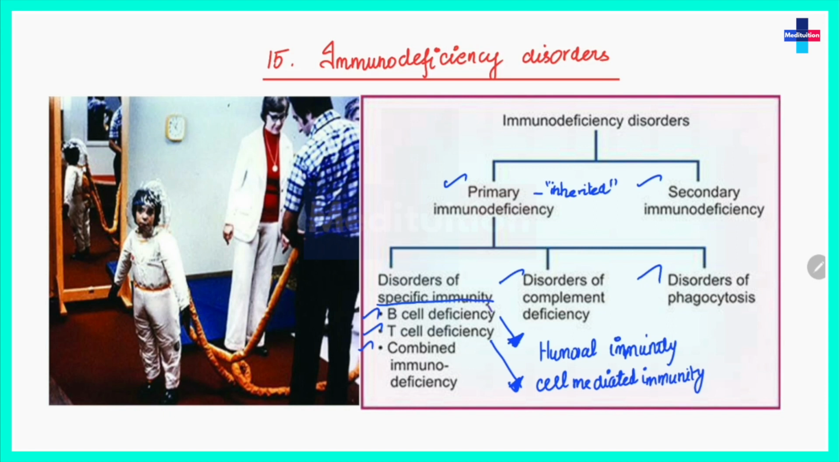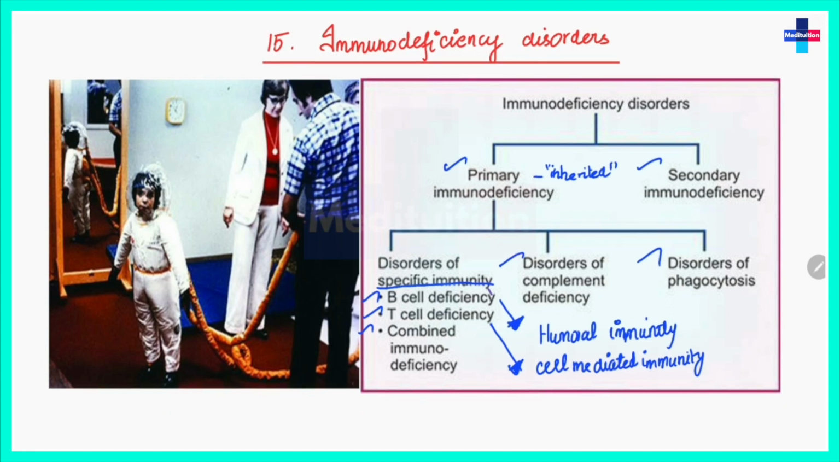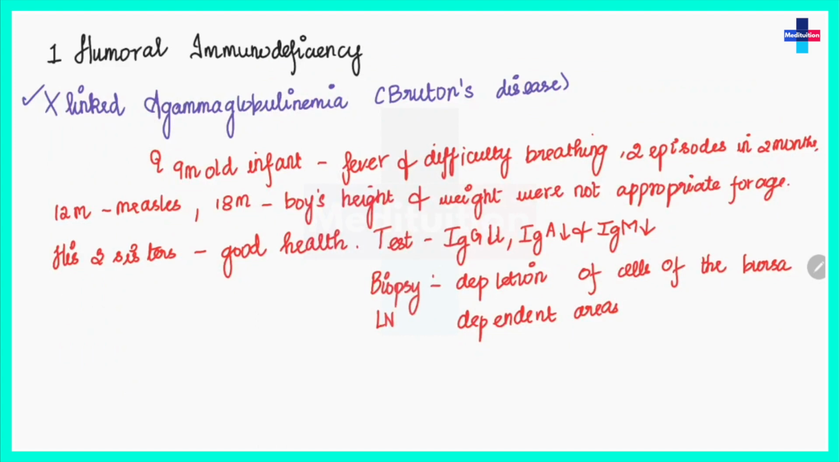So we'll start with B cell deficiency, which has another name, humoral immunodeficiency disorder. The first disease that we're going to see in humoral immunodeficiency disorder is X-linked agammaglobulinemia, which is also called Bruton's disease, because this syndrome was first described by Bruton. Bruton was the first to discover this type of immunodeficiency, which is seen only in male infants, and he discovered it in 1952.